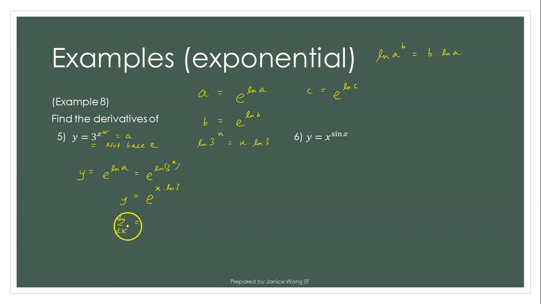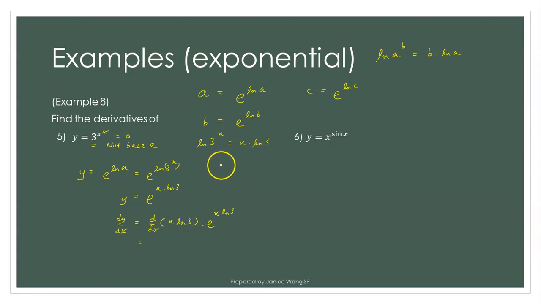Now, differentiate this function. Differentiate y, we get dy over dx, right? So how do we differentiate the e function? The power is x times log 3. So to differentiate the exponential term, we need to differentiate the power, which is differentiate x times log 3, times the same e term.